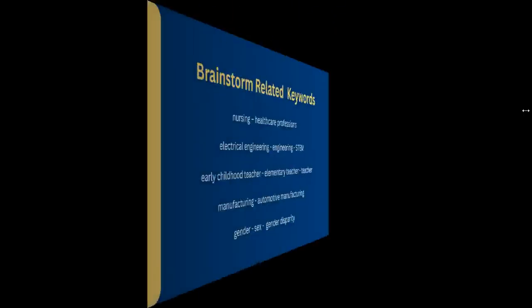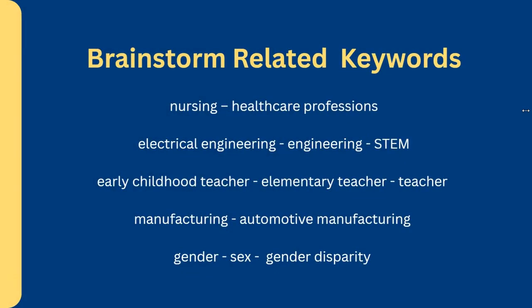So here are some examples of finding keywords. So the first one is for nursing. So you want to search for nursing. Another option is to search something broader for healthcare professions. So if you're not finding something specific to nursing, you might find an article that is in the healthcare professions that would still be relevant to nursing.